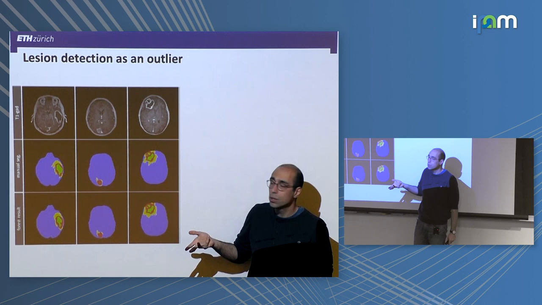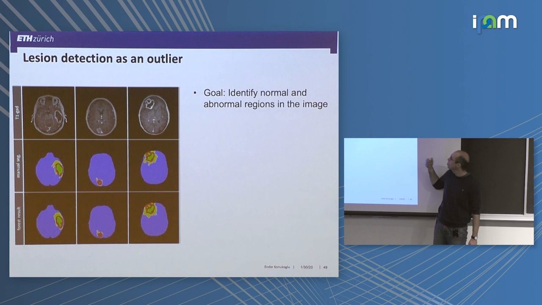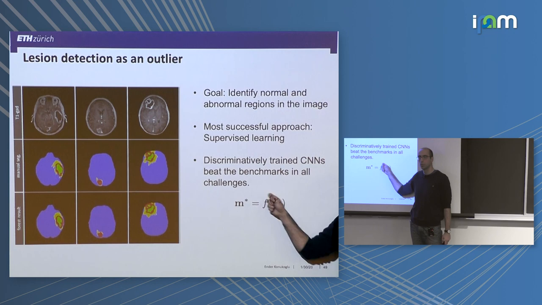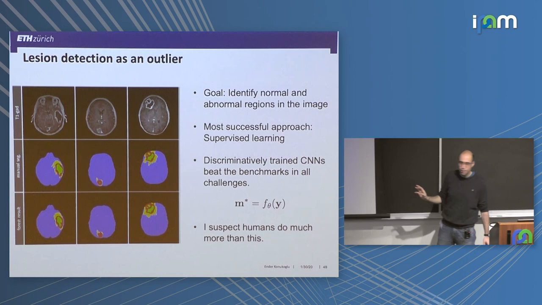So the state of the art is basically to do supervised learning. You learn a mapping that goes from Y, the observations, to the M, and you optimize the parameters to minimize the cost in a training set. But I suspect this is not how humans do it. I feel like humans are actually doing something else.